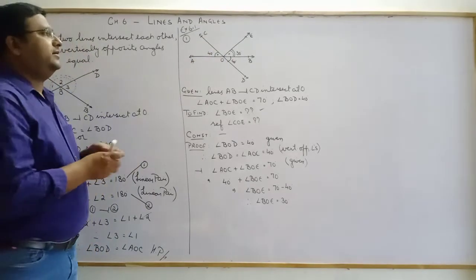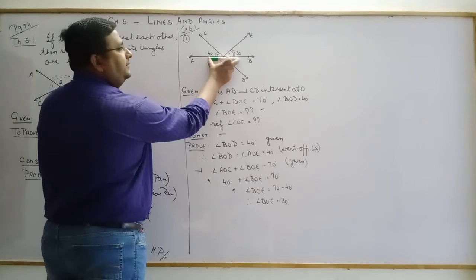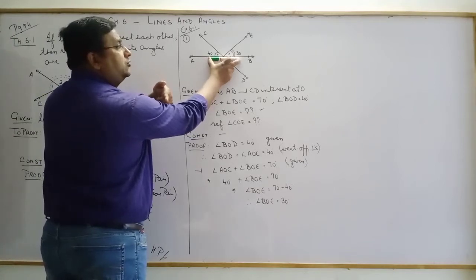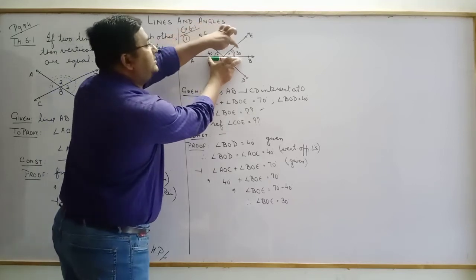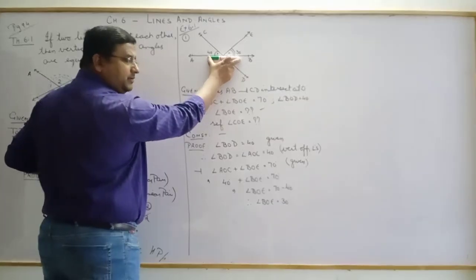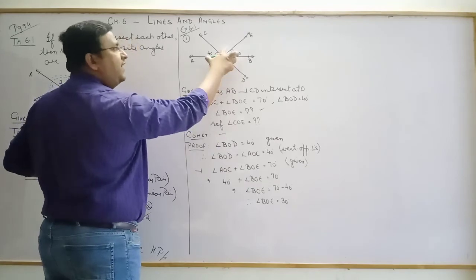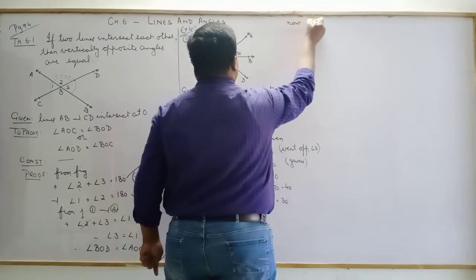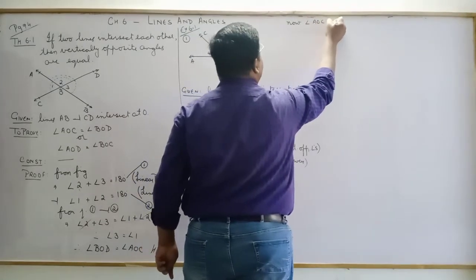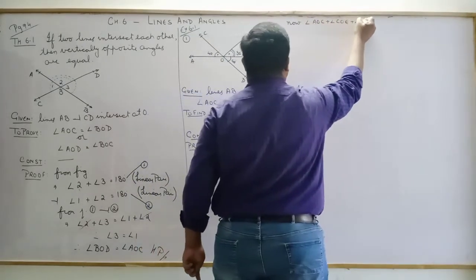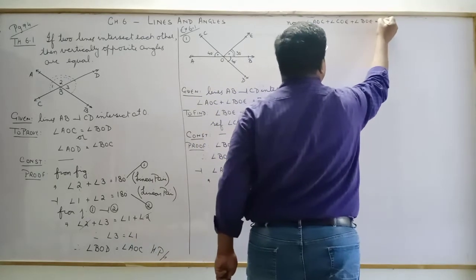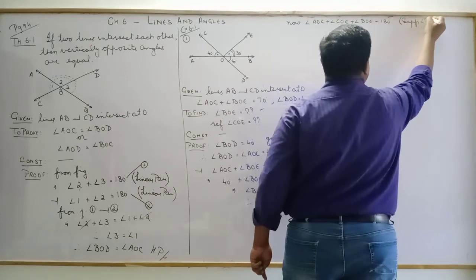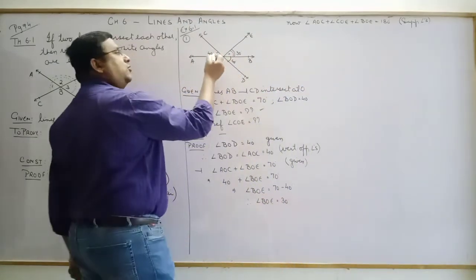So how? Check. Is this a straight line AB? Read the question. AB and CD are two lines intersecting each other, so this is a straight line. What is the sum of these three angles? 180. That is supplementary, isn't it? Can we find this angle? Now, angle AOC plus angle COE plus angle BOE is equal to 180. Reason: supplementary angles.